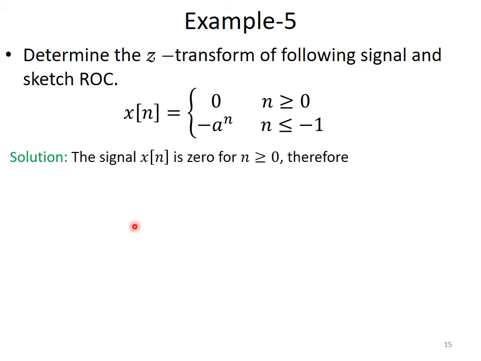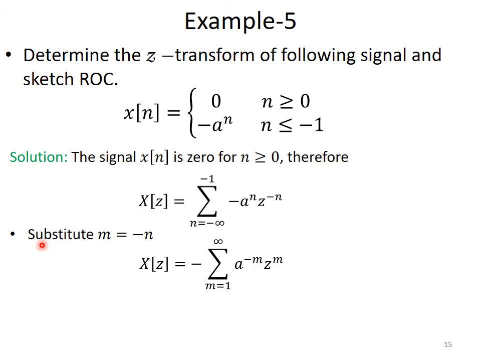Therefore we can write down the Z transform formula in this form: the summation from n equal to minus infinity to minus 1 of minus a power n into z power minus n. Now in order to simplify our calculations, let us substitute m equal to minus n. So when we substitute m equal to minus n, we can rewrite the above formula in this form. So replacing n with minus m, the summation is from m equal to 1 to infinity of a power minus m into z power m.